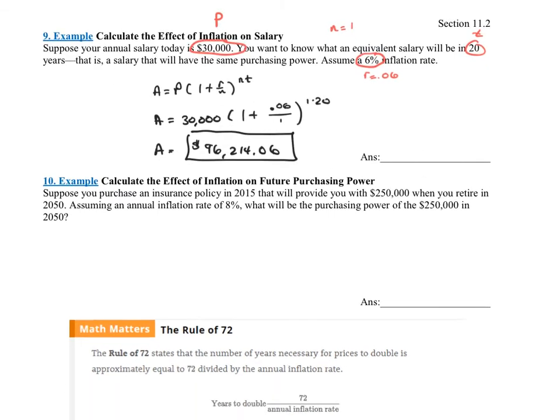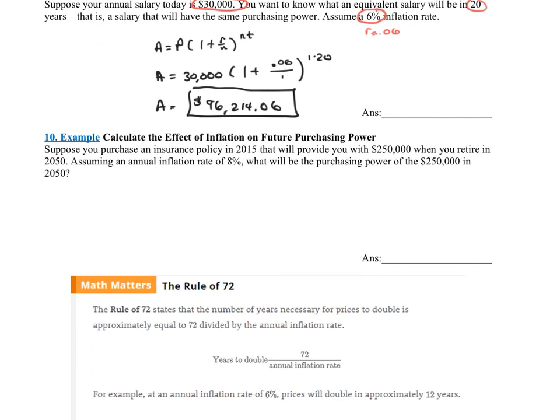So suppose you purchase an insurance policy in 2015 that will provide you with $250,000 when you retire in 2050. So the $250,000 is not your present value, that's the amount in 2050. It says it's assuming an annual inflation rate of 8%. What a joke that is. There would never be 8% interest, and we're going to assume that it's 8% that entire time, but whatever, let's just do the problem. It says, what will be the purchasing power of the $250,000 in 2050?